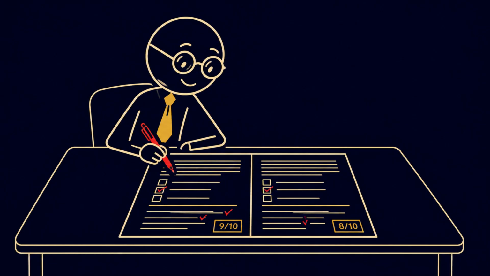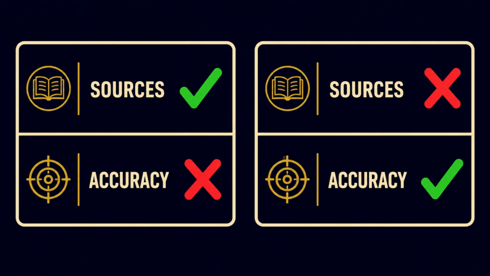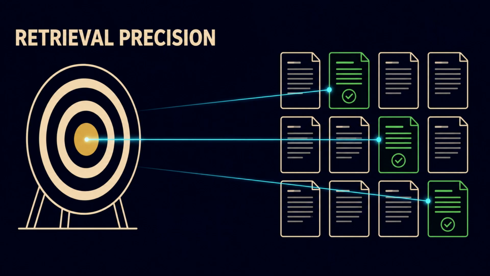Grading a student's essay, you would check two separate things. Did they cite good sources at all? And separately, even given good sources, did they actually stick to what those sources said? A student can nail one and totally fail the other. RAG evaluation splits the same way.